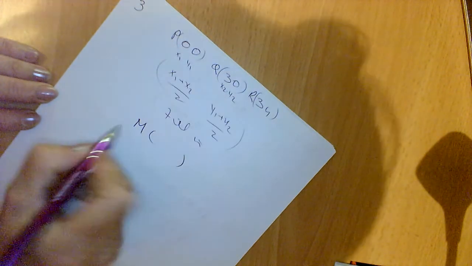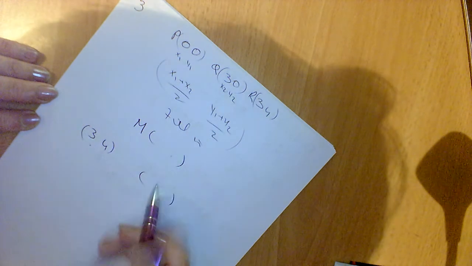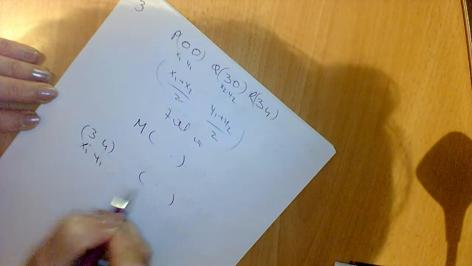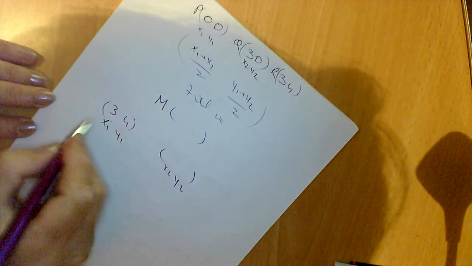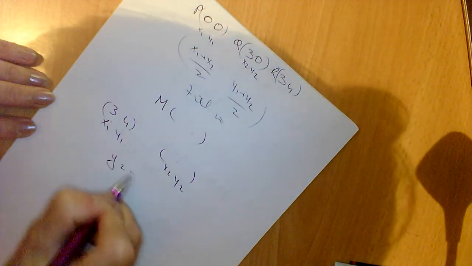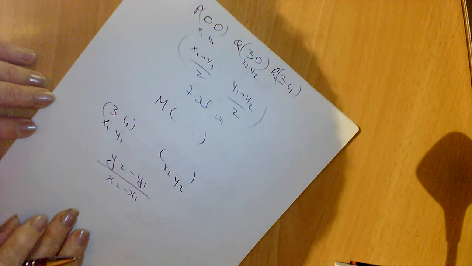The next one, find the slope of RM. Well, R is (3, 4). You'll have your answer for M. Label it x1, y1, x2, y2. And it's slope they're looking for. So that formula will be y2 minus y1 all over x2 minus x1.